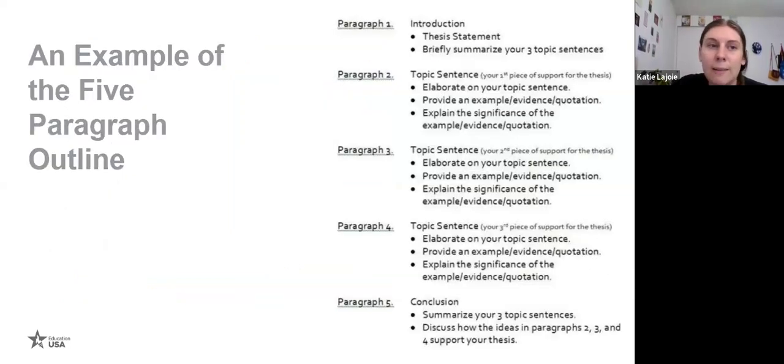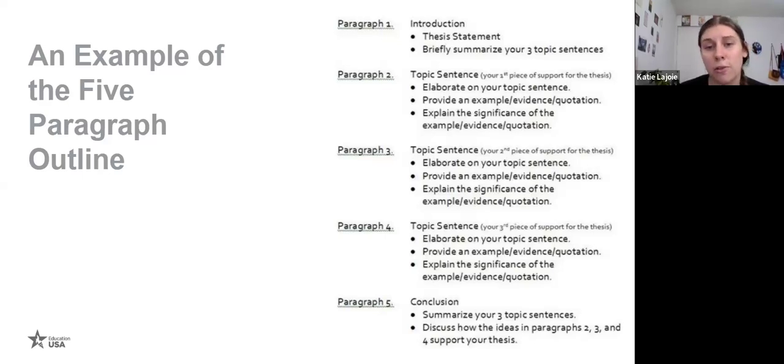Okay, so here we have an example of the 5 paragraph outline. So, of course, paragraph one, any essay that you're writing is going to start with your introduction. You're going to need to have a thesis statement, and you're going to briefly summarize your 3 supporting paragraphs, so the body of your paper.